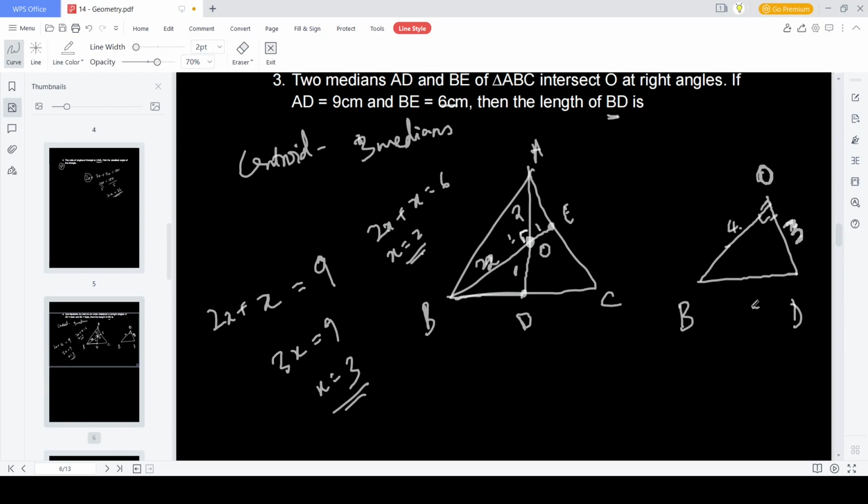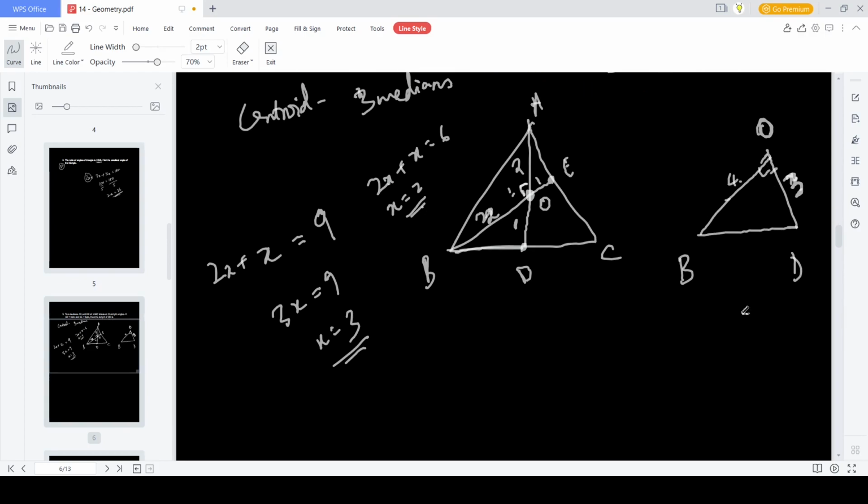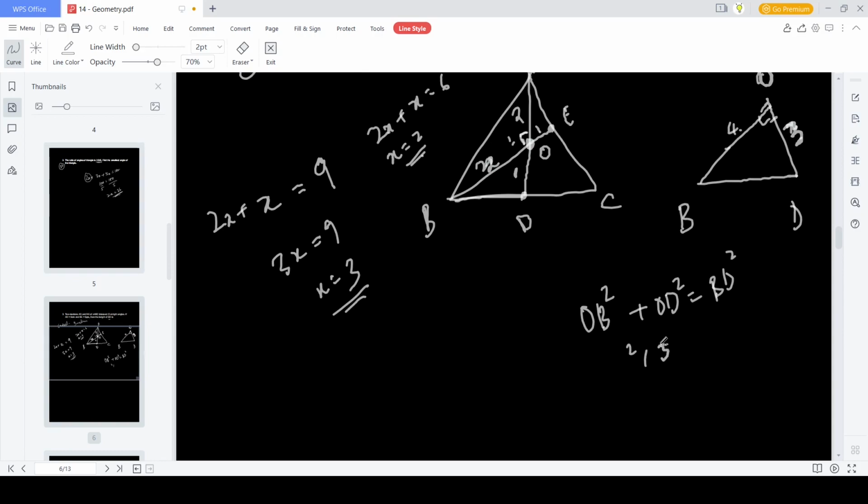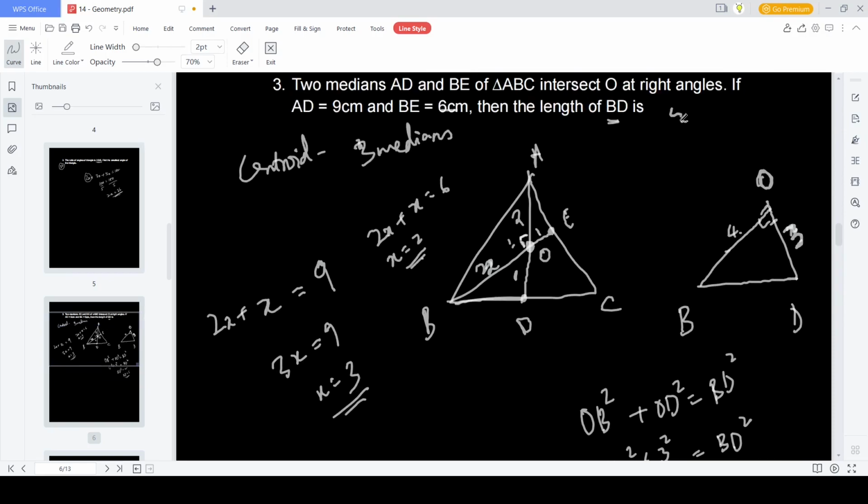Now can I find BD square? Because this is a right angle triangle, I get OB square plus OD square is equal to BD square. So I get 4 square plus 3 square is equal to BD square. So BD square is equal to 25, which implies that BD is equal to 5. Okay, simple.